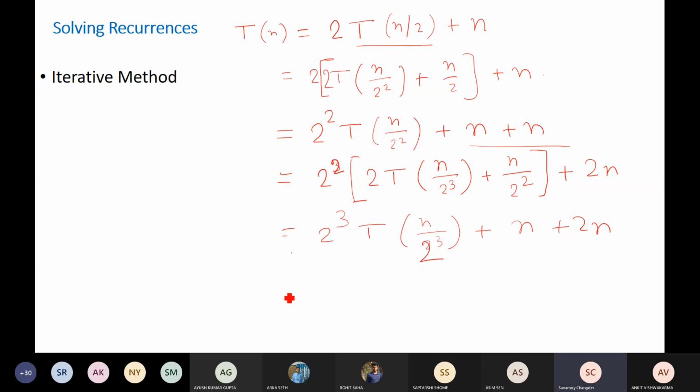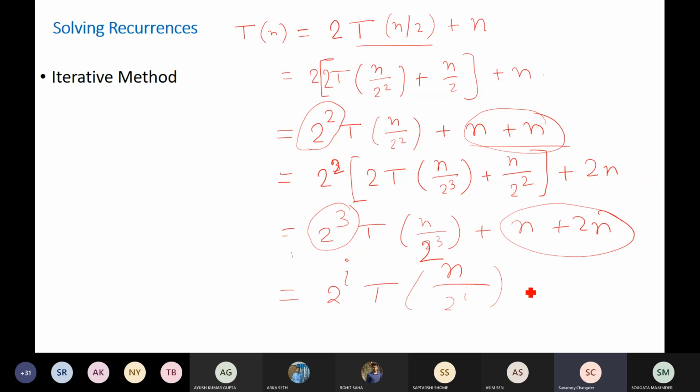So in this way, if we iterate up to the ith term, what will we get? In the first iteration, we got 2^1 T(n/2^1) plus n. In the second iteration, we got 2^2 T(n/2^2) plus 2n. In the third iteration, we got 2^3 T(n/2^3) plus 3n. So in the ith iteration, we will get 2^i T(n/2^i) plus i into n.